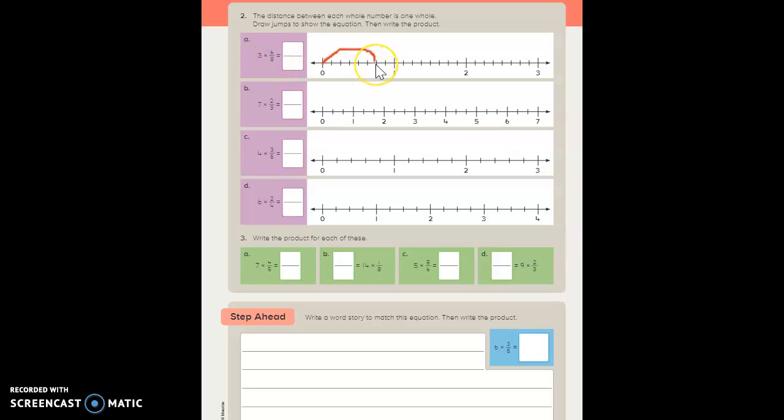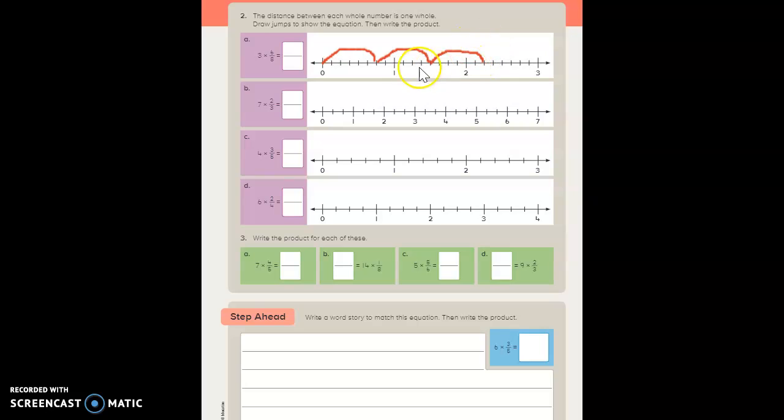So now I need to do 6 more again. So 1, 2, 3, 4, 5, 6. This would represent my second jump. Now I'll do my third. 1, 2, 3, 4, 5. Oops, I lost my count. Sorry. 1, 2, 3, 4, 5, 6. So now I've got that represented in my visual. I just need to figure out what the answer is.